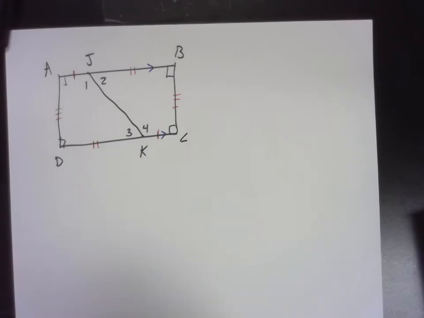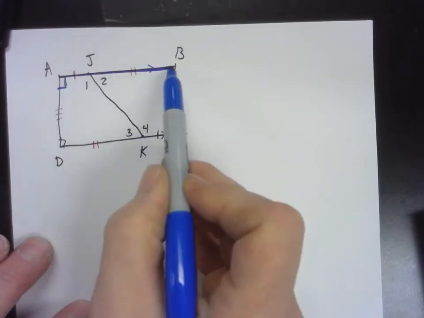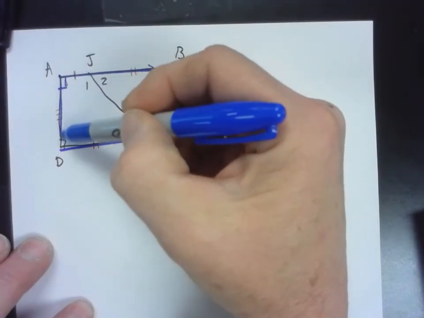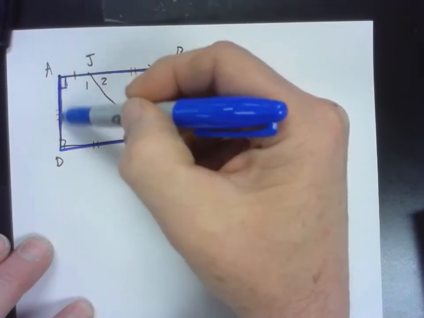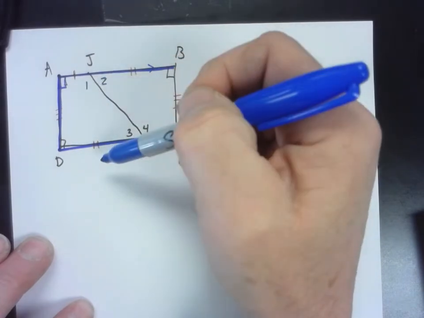But take a look at this. See AB and DC? They're both perpendicular to AD. If they're both perpendicular to AD, they're parallel, aren't they? Okay, yeah, they're parallel.